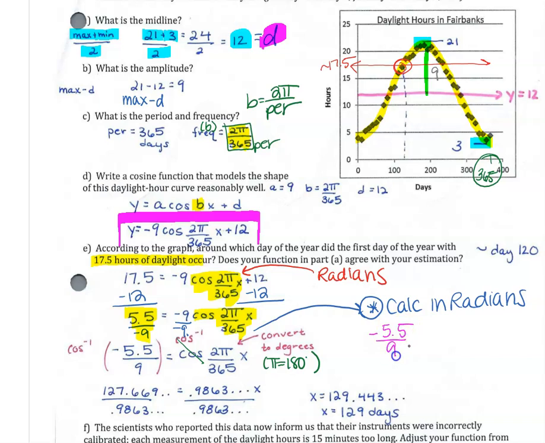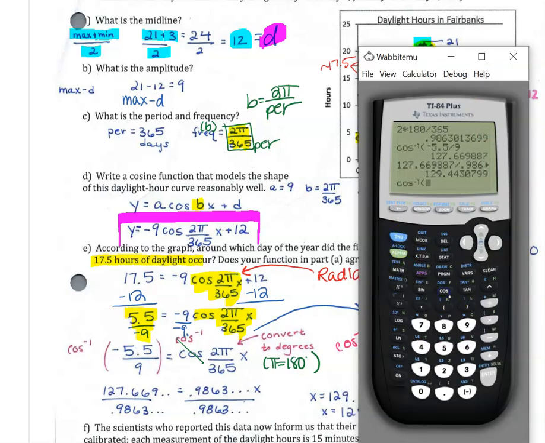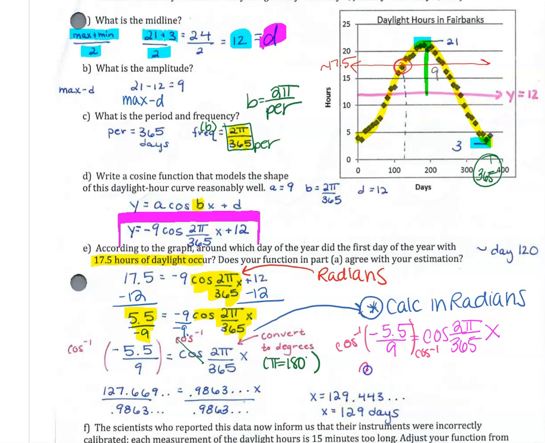I've got -5.5 divided by 9 equals cosine of 2 pi over 365 x. I still have to undo cosine by doing inverse cos. I'm going to write that on both sides so you guys know what I'm doing. But now I'm doing it in terms of radians. So second cos, I got -5.5 divided by 9, and that's giving me a 2.228 number, dot, dot, dot.